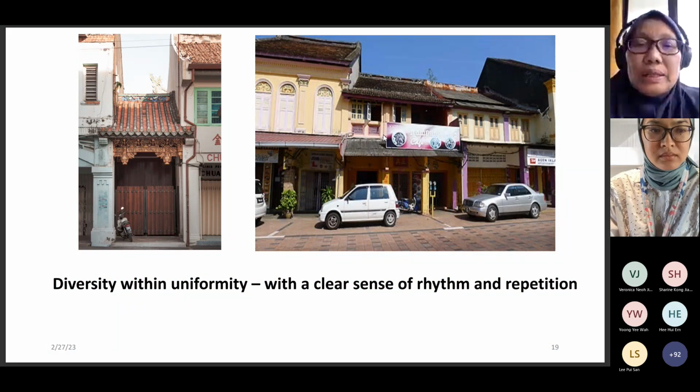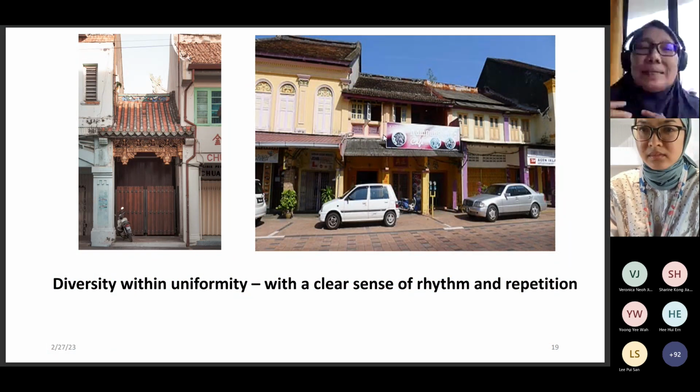And then this diversity within uniformity can also be seen in the rhythm and the repetition of the old shophouses.